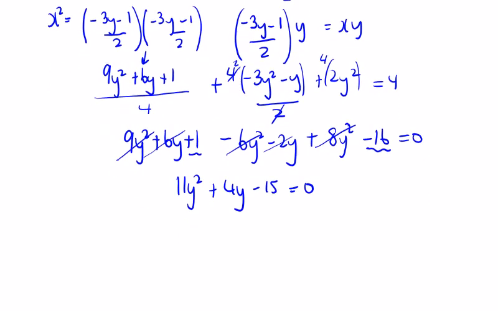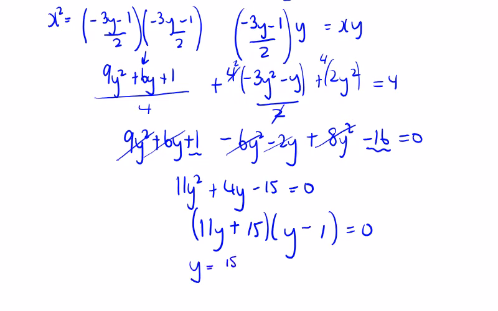So this should factorize for me. 11 is prime. These will always factorize in this question. You won't have to use the quadratic formula. 11y by y is 11y squared, and we want to get 4y. That has to be a 15 and a 1. So we need a plus 4y, so I need plus 15 minus 11. So y is equal to minus 15 over 11 or plus 1.